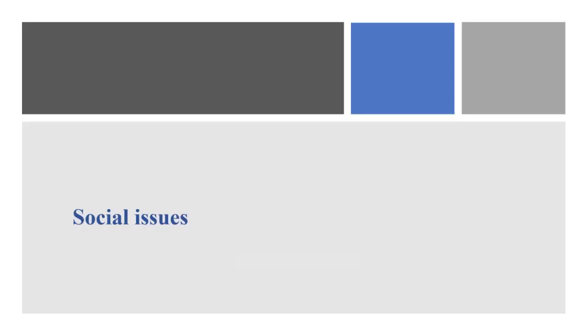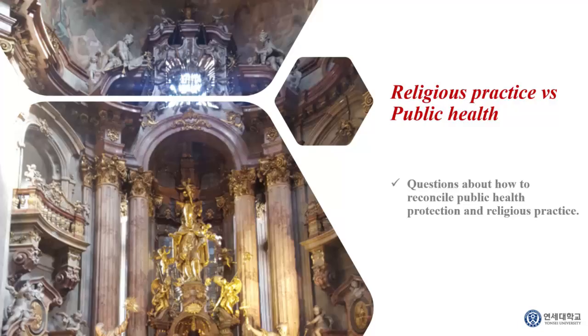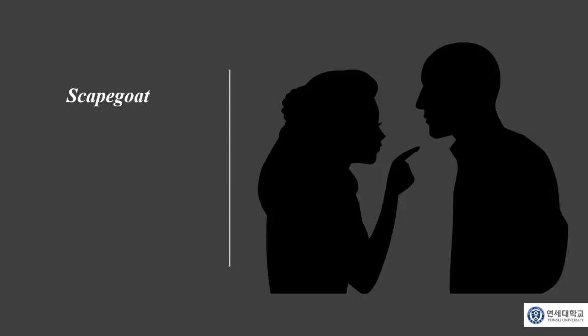We encountered several social issues. The first question was about how to reconcile public health protection and privacy. The second issue was about how to reconcile public health protection and religious practice. The third issue was scapegoating. People blame others.